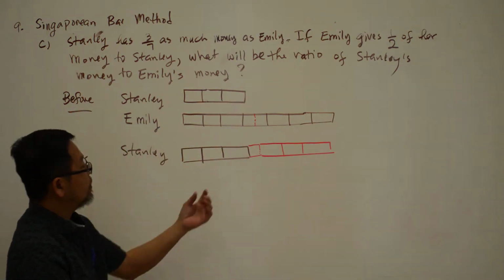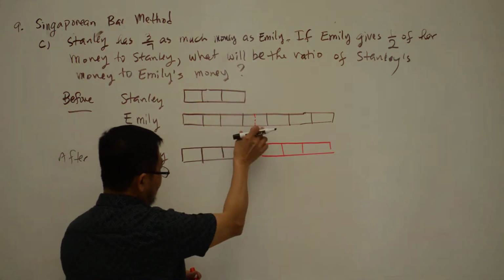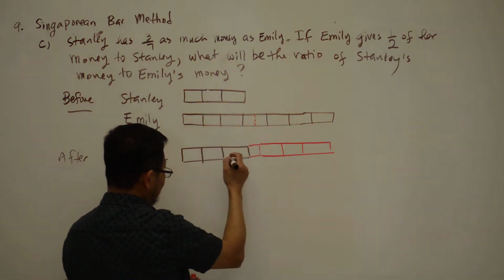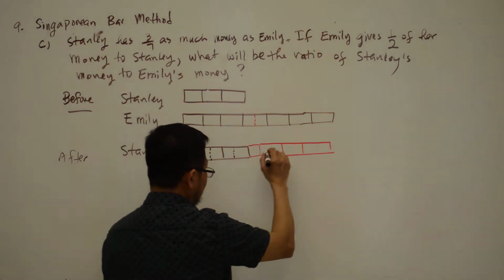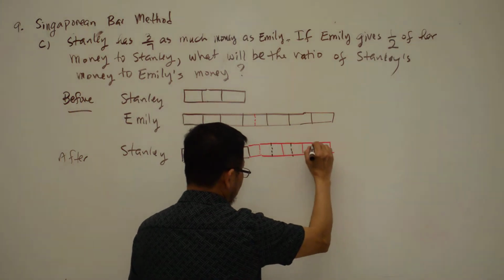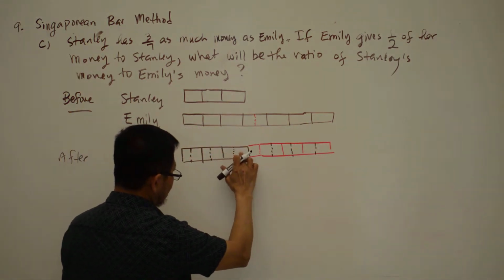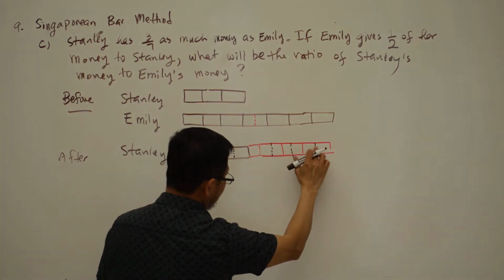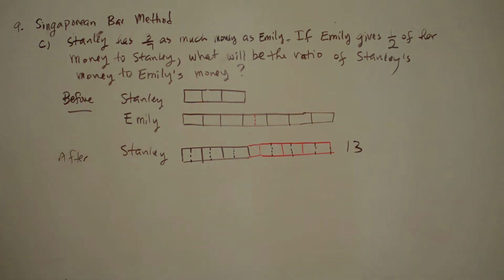Then we make sure we have the same size of the box there. We have to divide the half, but it's half here, so each part can be halved now. Half, half here, half here, half here, half here, half here. So in this case, ratio 1, 2, 3, 4, 5, 6, 7, 8, 9, 10, 11, 12, 13. So Stanley gains 13 in the ratio now. Okay.